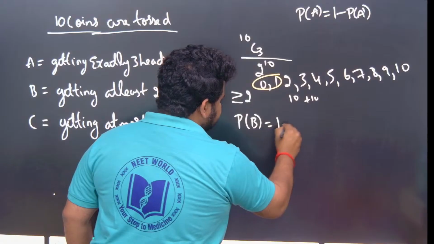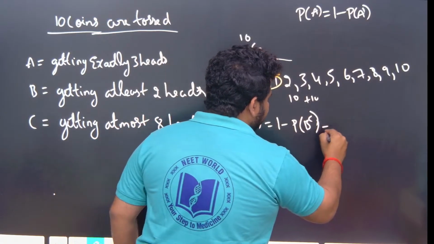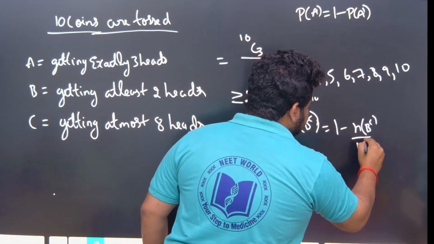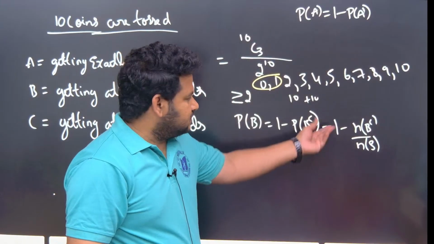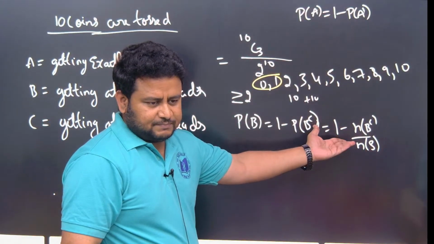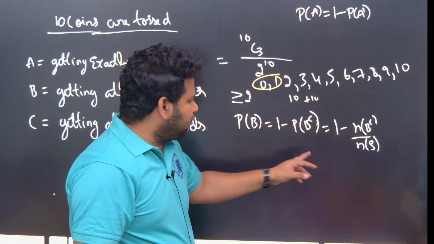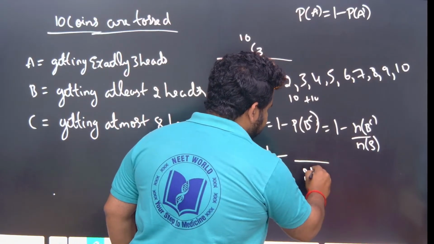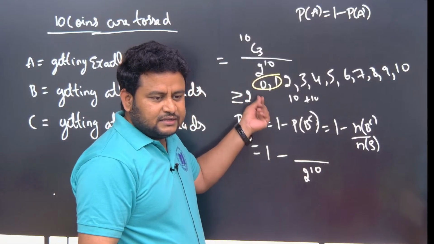Probability of B is 1 minus probability of B complement. Probability of B complement is nothing but n of B complement by n of S, where n of S is the sample space. n of B complement is 0 and 1. So this becomes 1 minus ... n of S is 2 power 10 only.